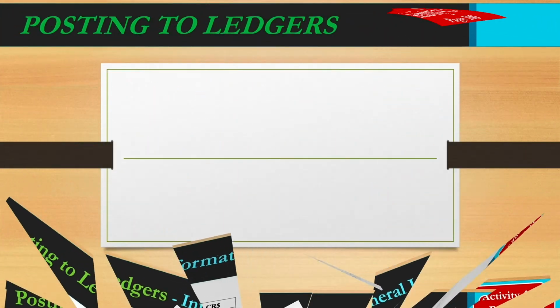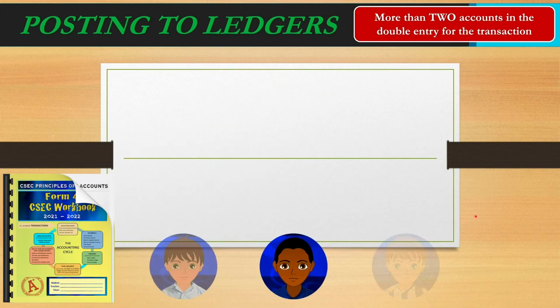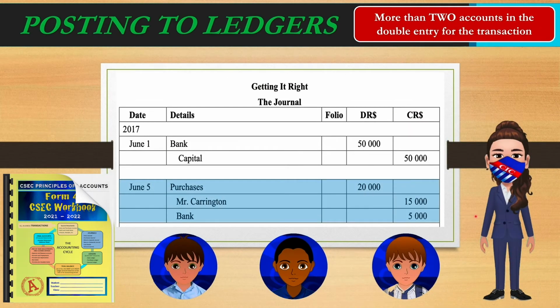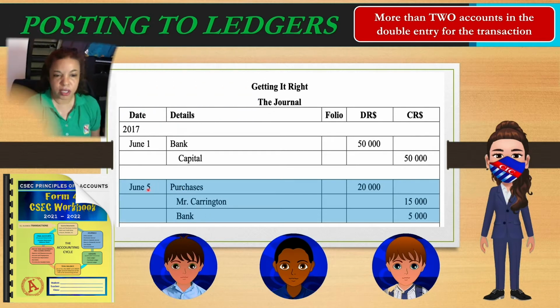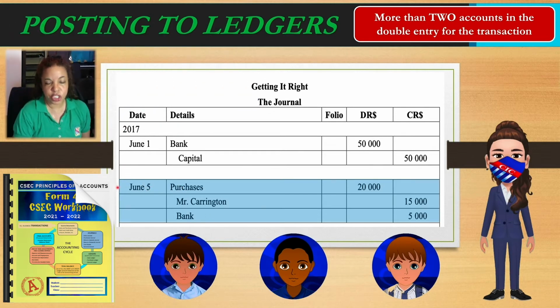There are some cases though, where you have more than two accounts in the double entry. For example, June the 5th, what you would see here is you have three accounts. You have purchases, Mr. Carrington, and bank. So what happens when you have three accounts? It is not as simple as the two accounts like June the 1st, but once you follow the steps as I'm going to go through with you, then it will be very simple.